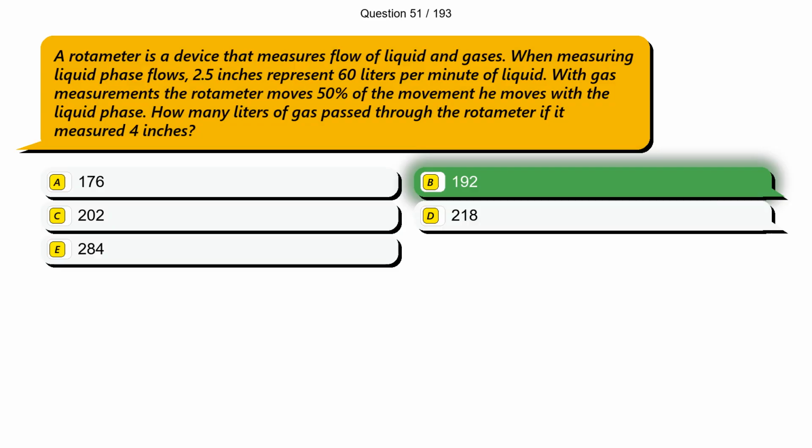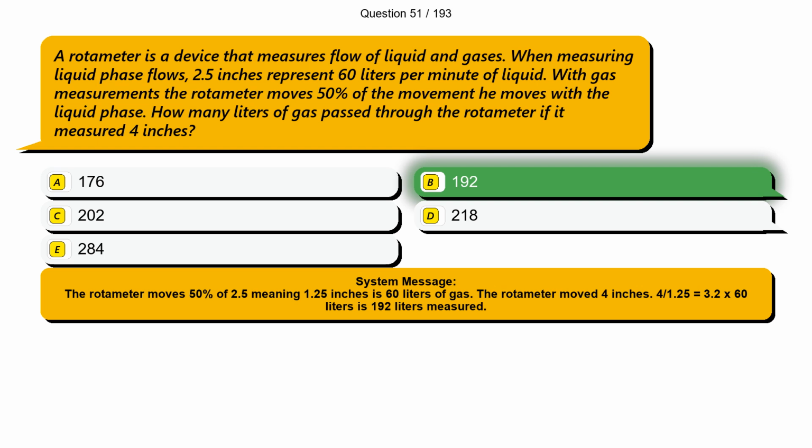The correct answer is option B, 192. The rotameter moves 50% of 2.5, meaning 1.25 inches is 60 liters of gas. The rotameter moved 4 inches. 4/1.25 equals 3.2, x 60 liters is 192 liters measured.